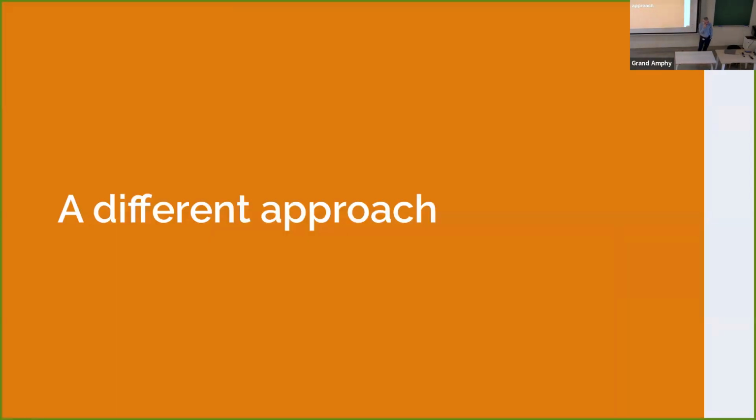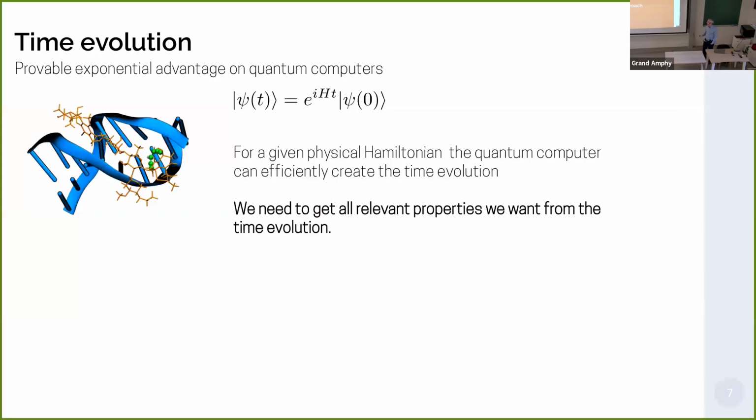So now let's consider a different approach. Let's consider what we actually know about quantum computers producing exponential speedup. In general, a quantum computer does not produce exponential speedup for trying to find the ground state of some quantum problem. You cannot construct a general algorithm that will generate exponential speedup if you ask it to produce the ground state energy.